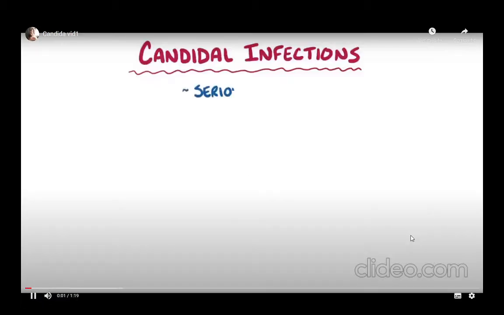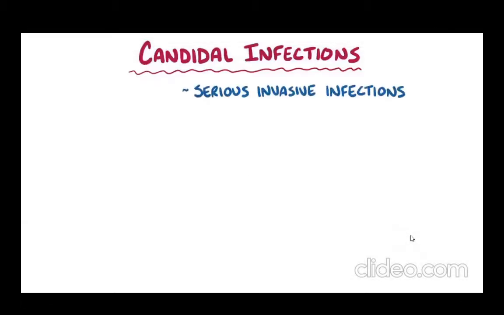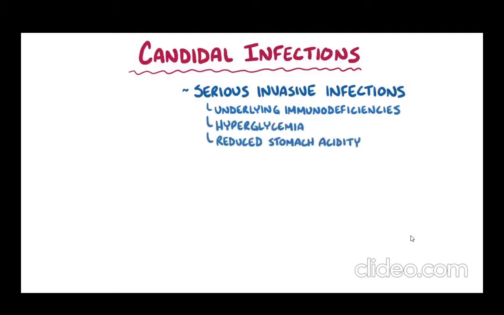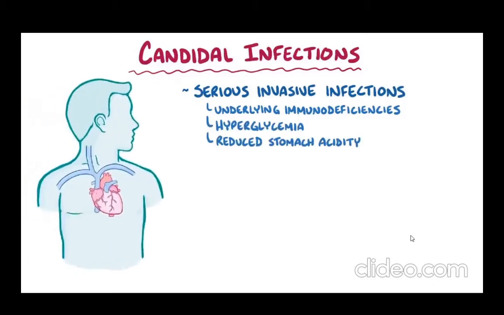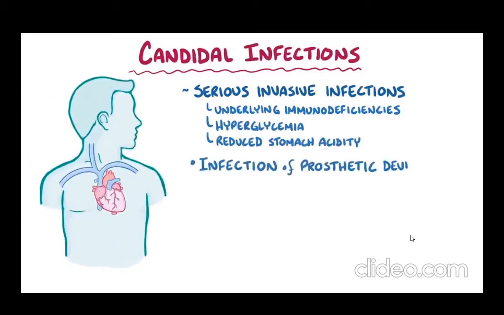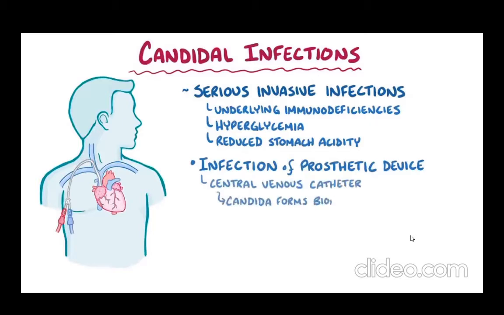Candida can cause more serious invasive infections, and these often develop in individuals that have underlying immunodeficiencies. Other risk factors for serious candidal infections include hyperglycemia and reduced stomach acidity. The most common situation is an infection of a prosthetic device like a central venous catheter. In these settings, Candida forms a biofilm, which is where the yeast lives inside a jelly-like matrix of proteins and behaves more like a large colony than like a collection of individual cells.